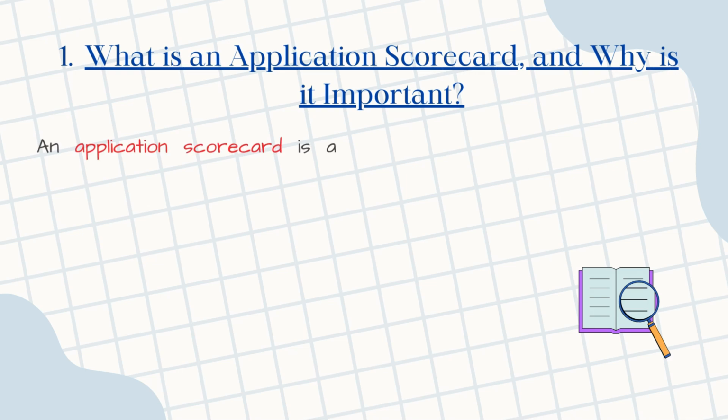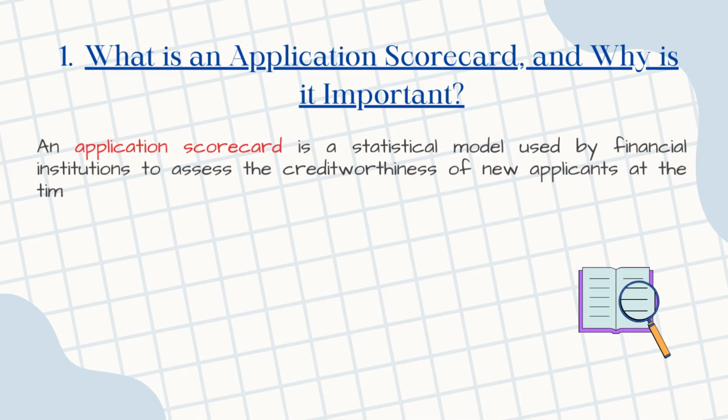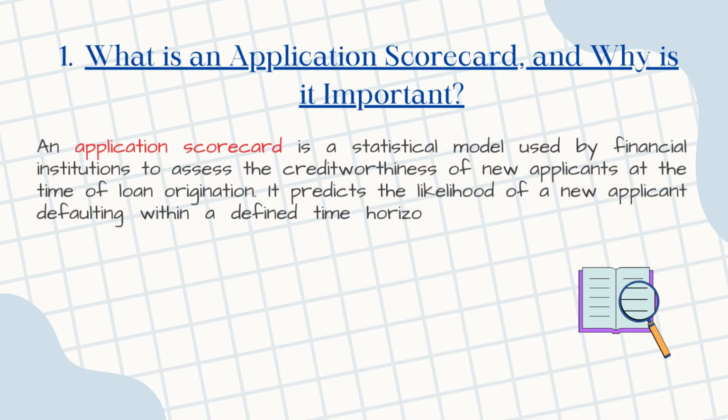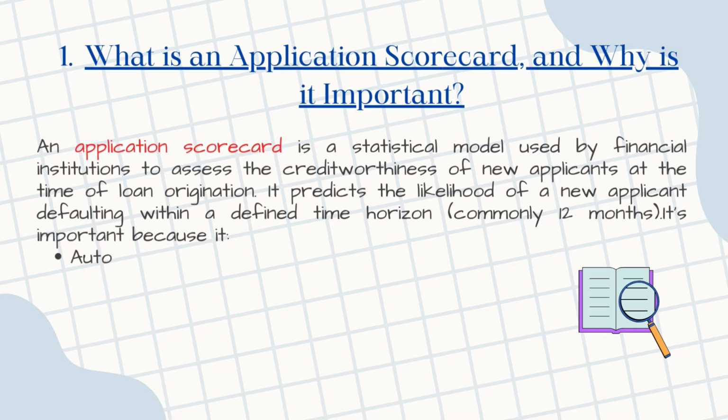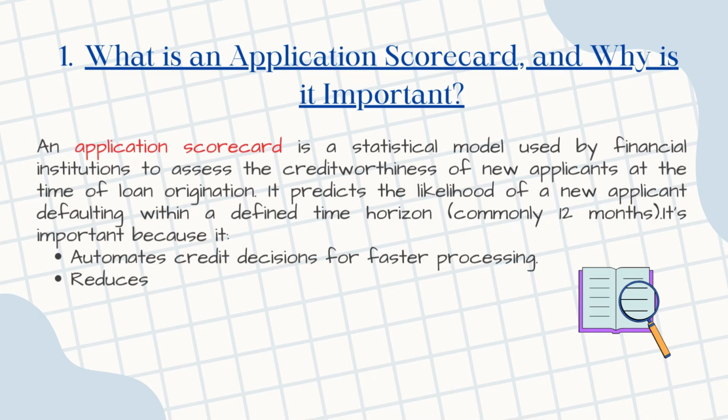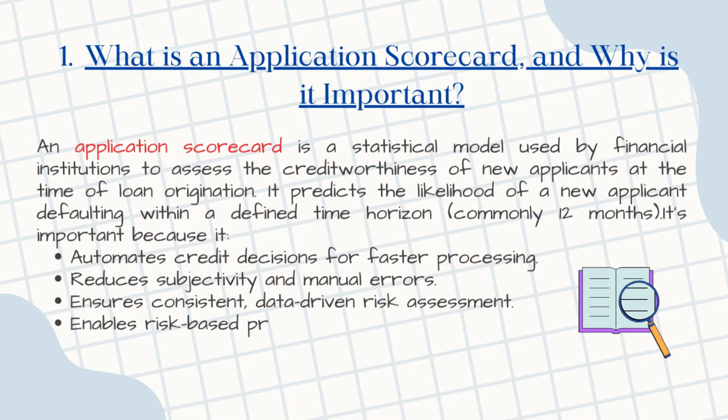So, an application scorecard is a statistical model used by financial institutions to assess the creditworthiness of new applicants at the time of loan origination. It predicts the likelihood of a new applicant defaulting within a defined time horizon, commonly 12 months. It's important because it automates credit decisions for faster processing, reduces subjectivity and manual errors, ensures consistent data-driven risk assessment, enables risk-based pricing and policy design.